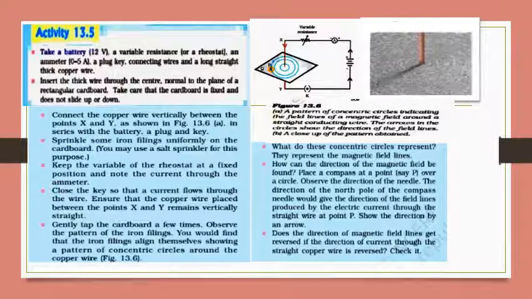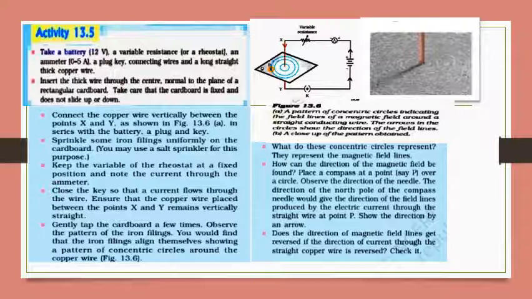What do these concentric circles represent? They represent the magnetic field lines which we have already seen in the previous session of this lesson. How can the direction of the magnetic field be found? Place a compass at a point, say P, over a circle. Observe the direction of the needle. The direction of the north of the compass needle would give the direction of the field line produced by the electric current through the straight wire at point P. Show the direction by an arrow.